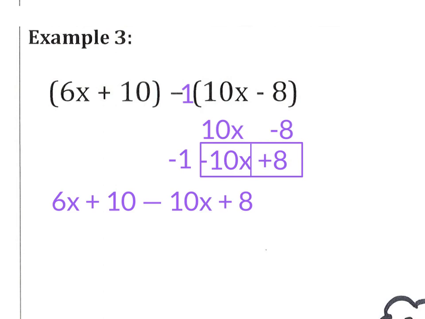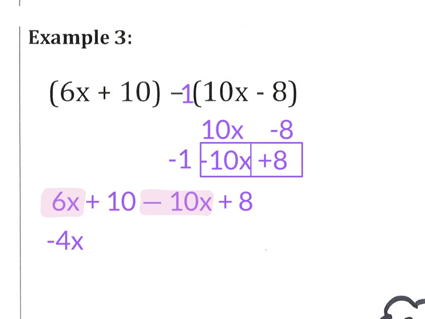We're looking for like terms, starting with the variable. So I have a 6x first, and then I also have a negative 10x. Remember, you want to make sure you highlight the sign that is with it as well. So 6 minus 10 we can put in our calculator, and that gives us negative 4x.